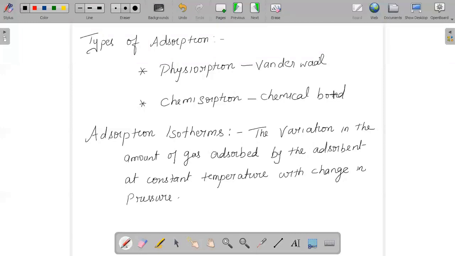And the most important difference: in physisorption, more easily liquefiable gases are adsorbed more readily. But in chemisorption, gases which can react with the adsorbent will show chemisorption. Hence, it is important to learn the difference between physisorption and chemisorption.